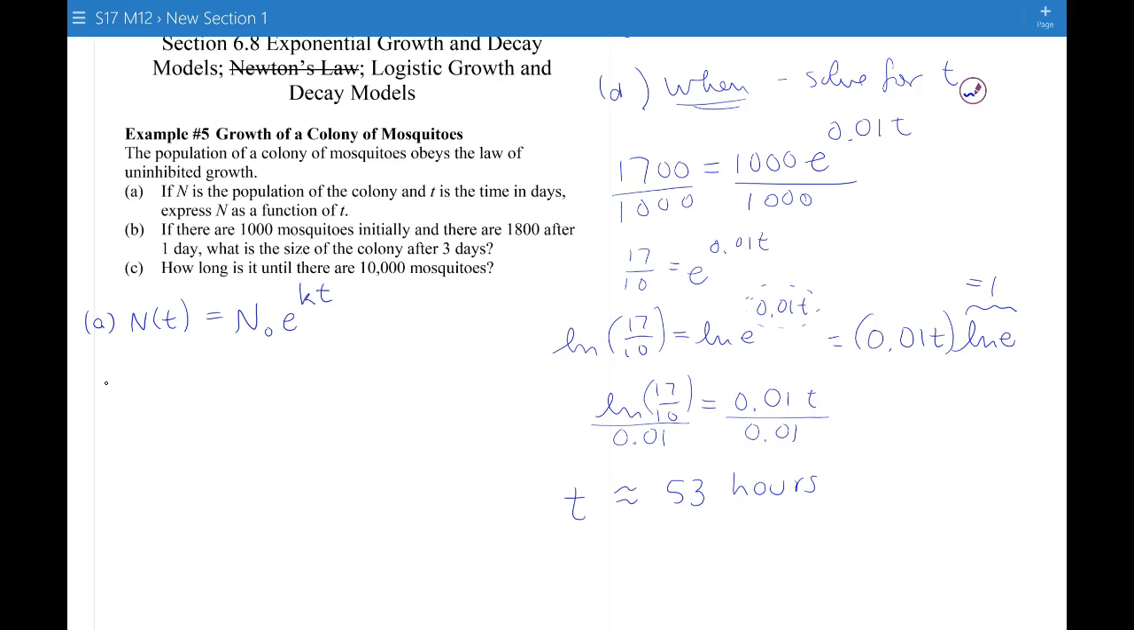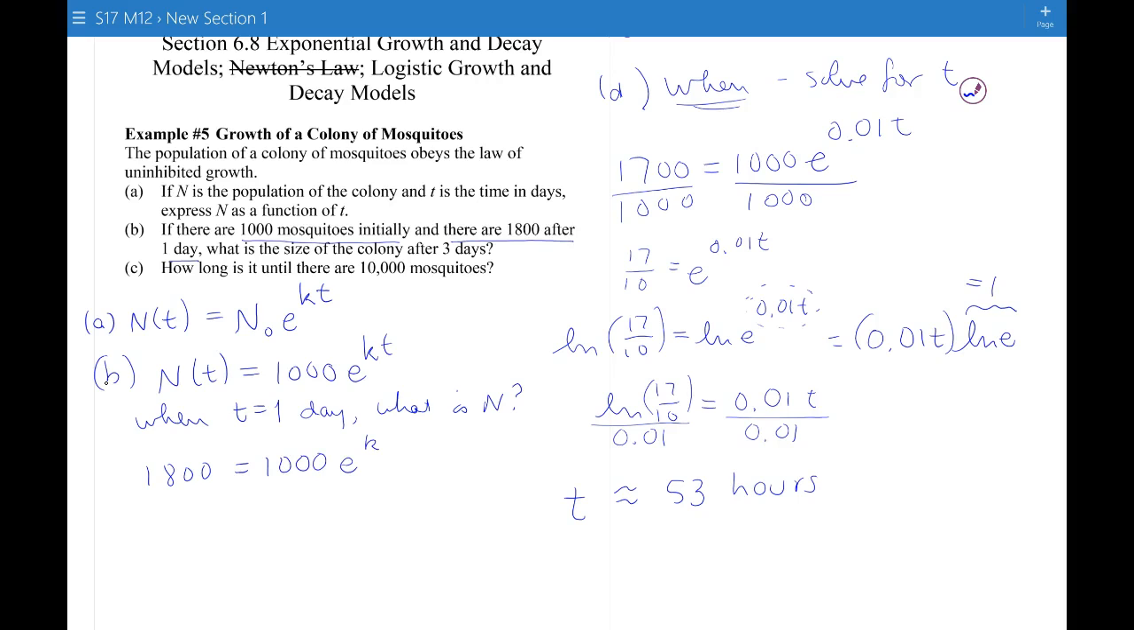So then B says if there are 1,000 mosquitoes initially. So now I know that n of t is 1,000 e to the kt. So I've used that piece of information. And there are 1,800 after 1 day. So that says when t equals 1 day, what is n? It's 1,800. So 1,800 equals 1,000 e to the k times 1. Well, the only thing you don't know here is the k. So I'm going to let you figure out how to solve for the k.